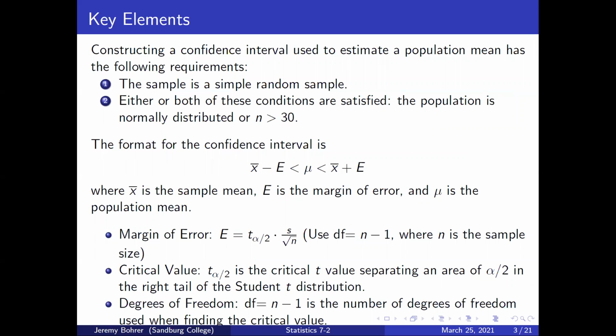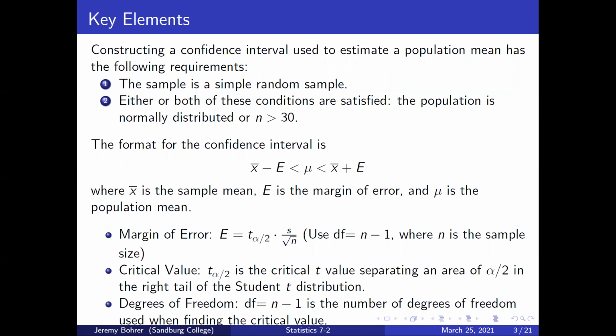Constructing a confidence interval used to estimate a population mean has the following requirements. The sample is a simple random sample, and either or both of these conditions are satisfied: the population is normally distributed, or n is greater than 30.